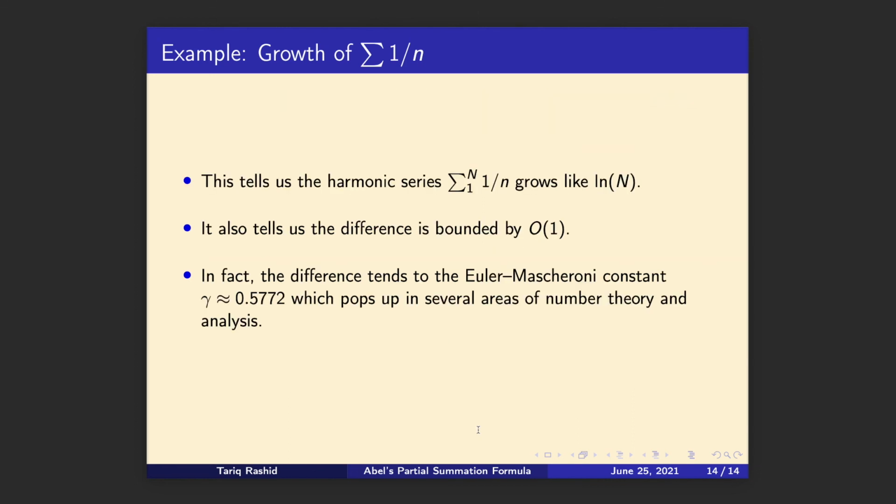And that difference between the growth of the harmonic series and log n is this thing that's of the order of 1. And in fact, if you wanted to look into it more, the difference is something called the Euler-Mascheroni constant. This is just an approximation, and that seems to pop up in several places in number theory.